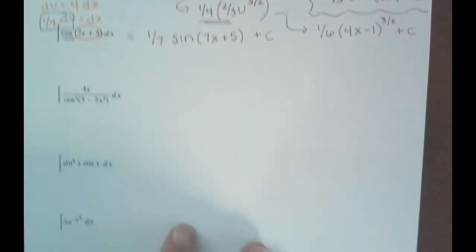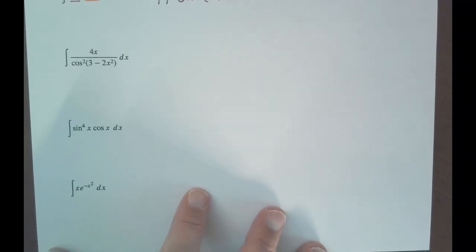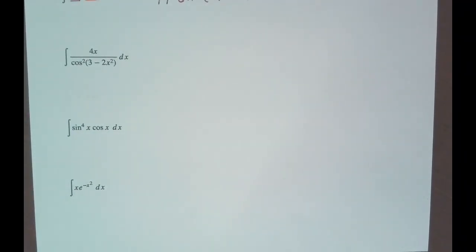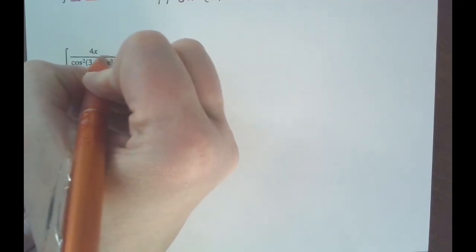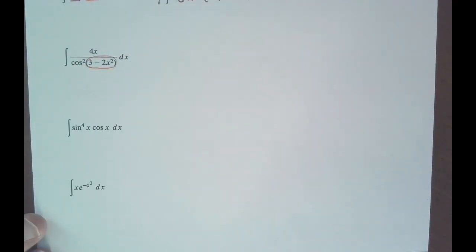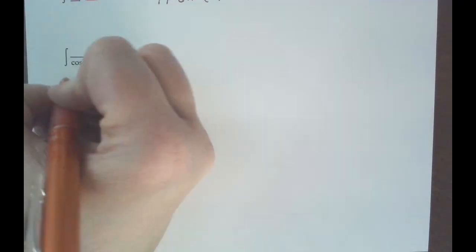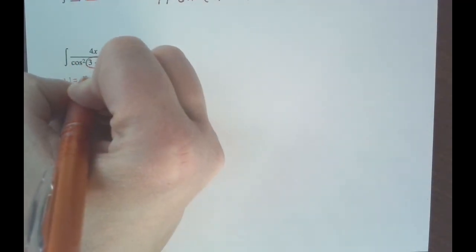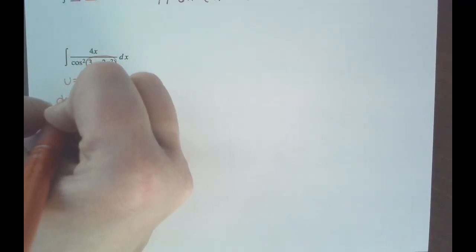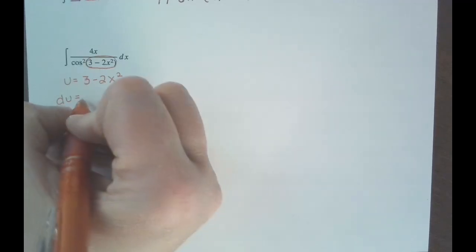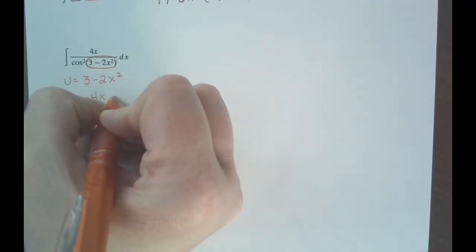All right, let's get to some where you can't take a shortcut, these last 3 down here. So again, what you're looking for, u is always the inside function. You're looking for a function that's inside something else. That almost always will stand out to you. You'll almost always be able to identify it that way. So let's take this 3 minus 2x squared, because that's inside a cosine squared, and call that my u. So u is 3 minus 2x squared, which means du, 3 goes away, so that's going to be a negative 4x dx.